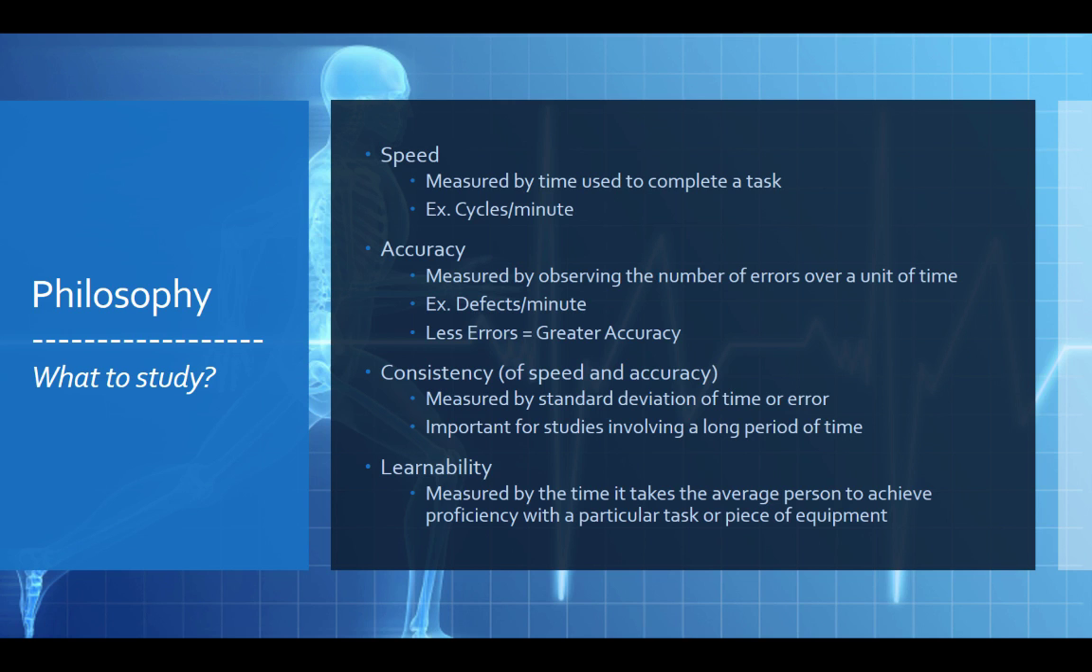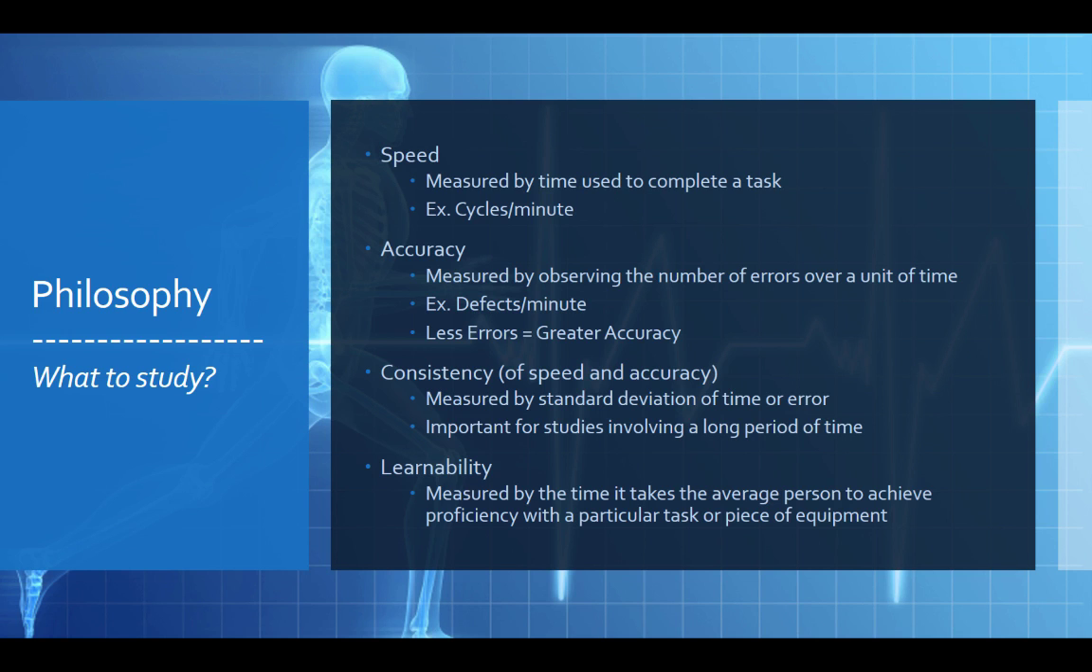The second of these 4 attributes of human performance is accuracy. Accuracy is measured by observing the number of errors over a unit of time. An example of this could be the defects per minute. So if there's somebody working on one machine and they output 100 items per minute, and 2 of them are defects, that's something you can write down and analyze later. Maybe somebody can lower the amount of defects, or if somebody has more, you probably don't want them working there. A good rule of thumb is that the fewer errors there are, the greater the accuracy is.